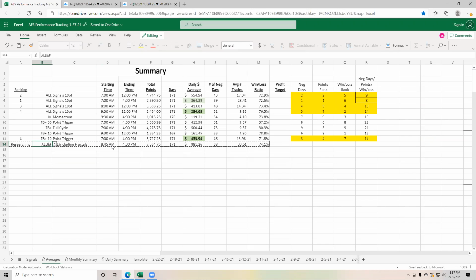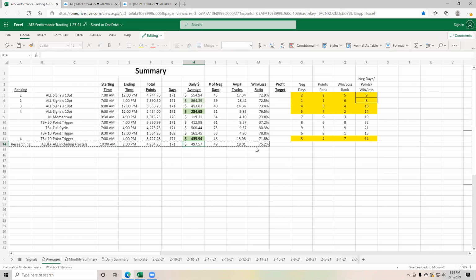We could leave it at all plus fractals, and we could say, well, what if you could only trade from say 10 in the morning Eastern to 2. Now we can see that for the last 171 trading days, we've made just under $500 of profit average per day. There have been 49 losing days in the 171 days. You're going to take about 18 trades during that 4-hour window, and you got about a 75% win-loss ratio.